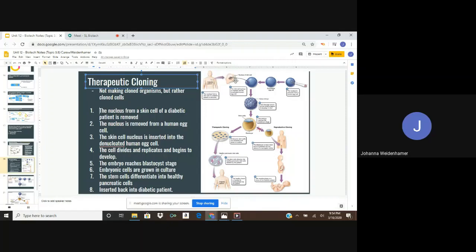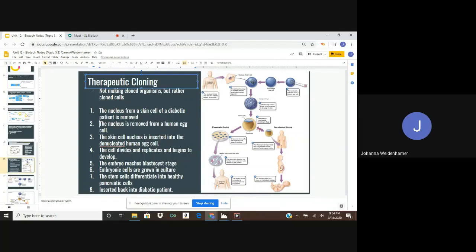Looking at the image, we have it here. The nucleus from a skin cell is being removed. So we're taking the nucleus, we're taking that DNA. Step number 2, the nucleus is removed from a human egg cell. So now taking a look at step 2, we are going to have an empty egg cell and a nucleus from the patient, from the person.